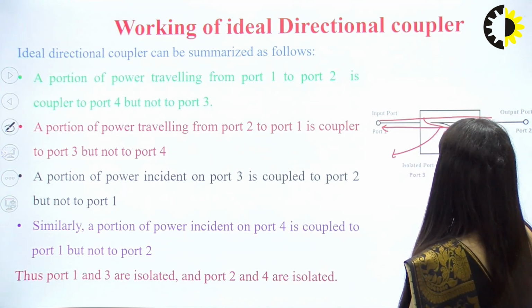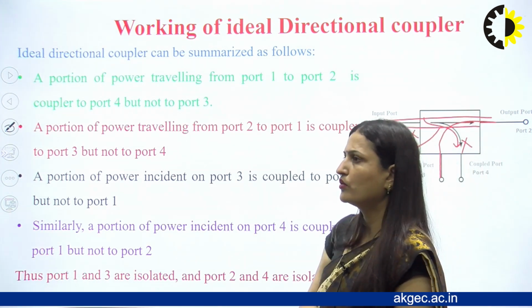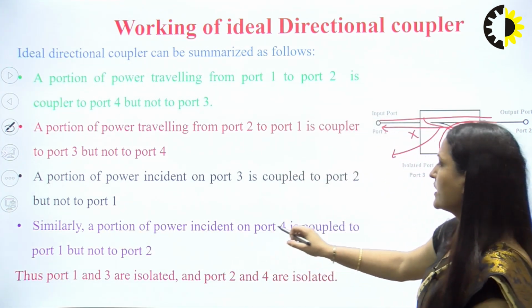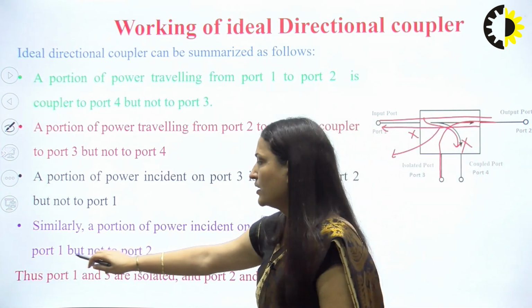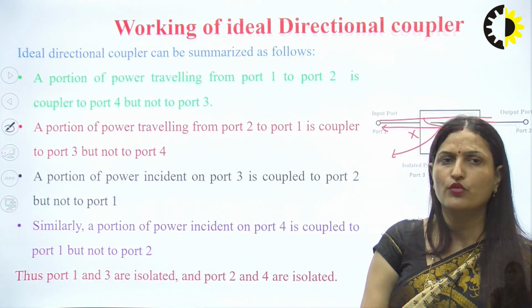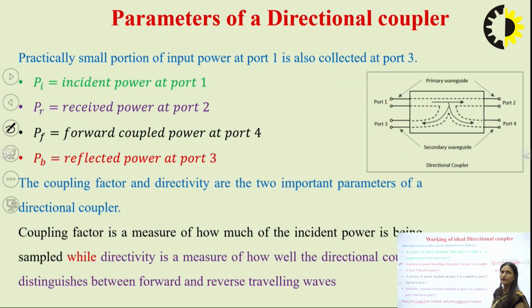It is coupled to port number 2, not to 1, but not to. Similarly, a portion of power incident at port number 4 is coupled to port number 1, not to port 2. So port number 1 and 3 are isolated, and port 2 and 4 are isolated. So 1 and 3 are isolated ports, and 2 and 4 are isolated ports.